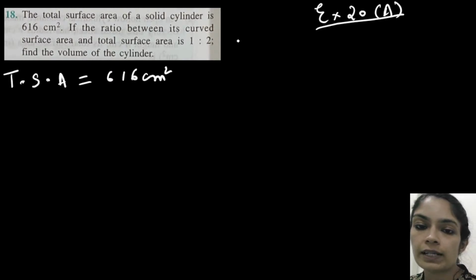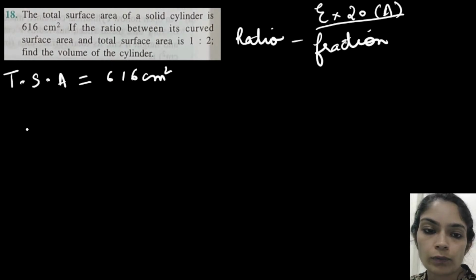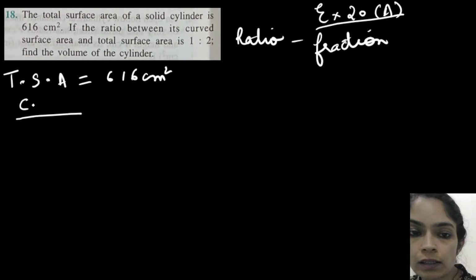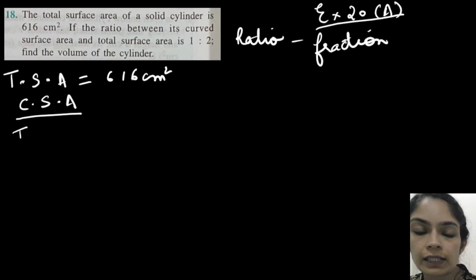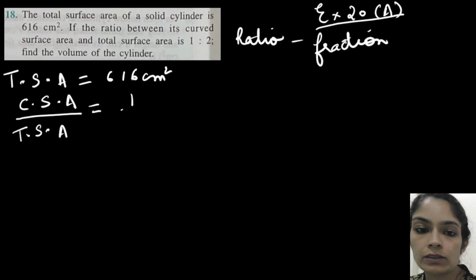So what is the meaning of ratio? Like I have told you many times, ratio means fraction. So write in that way only. So ratio of what thing is given to us, I'll just write fraction. So ratio of its curved surface area. Whatever is written first, that we will write at the numerator. So curved surface area and total surface area. So ratio of curved surface area and total surface area is given to us as 1:2.